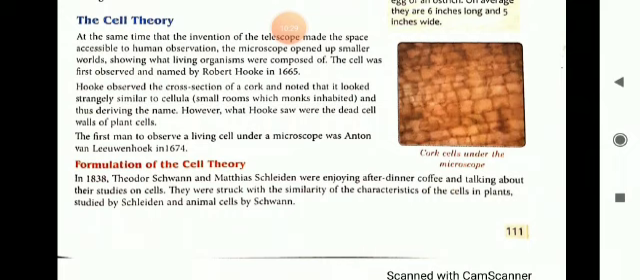So, first it was observed by Robert Hooke. Hooke observed the cross section of a cork. Cork is a small piece of wood which is used to close the mouth of a bottle. This was observed under the microscope and he noted that it looked strangely similar to cellula, that means small rooms which monks inhabited, and thus derived the name.